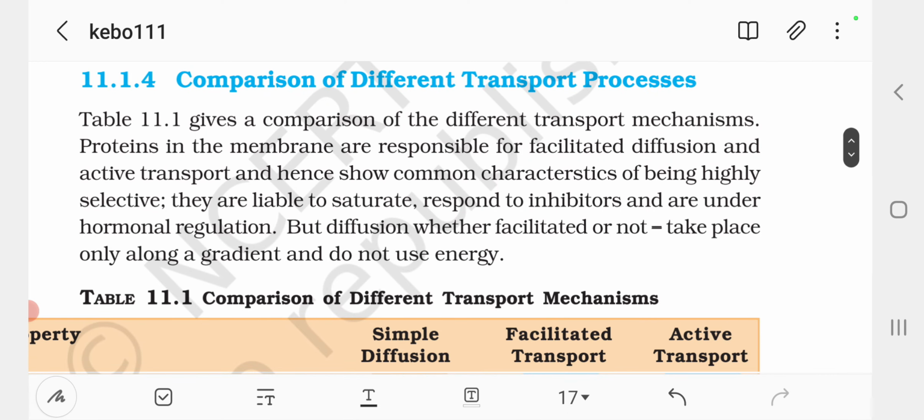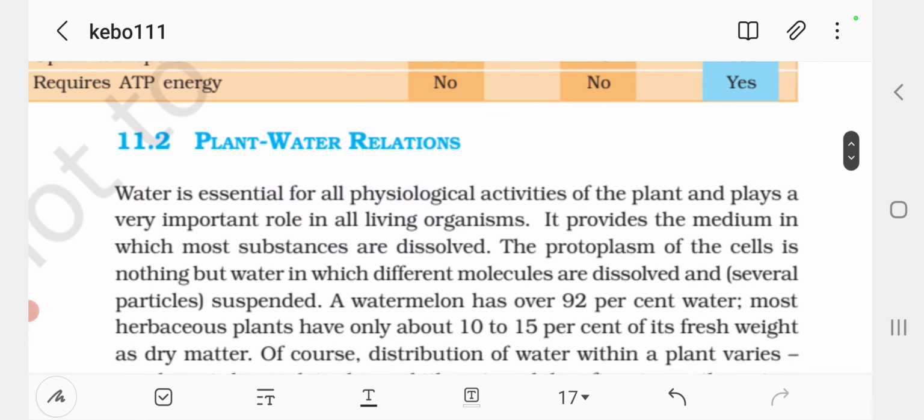11.1.4 Comparison of different transport processes. Table 11.1 gives a comparison of different transport mechanisms. Proteins in the membrane are responsible for facilitated diffusion and active transport and hence show the common characteristic of being highly selective. They are liable to saturate, respond to inhibitors and are under hormonal regulation. But diffusion, whether facilitated or not, takes place only along a gradient and does not use energy.